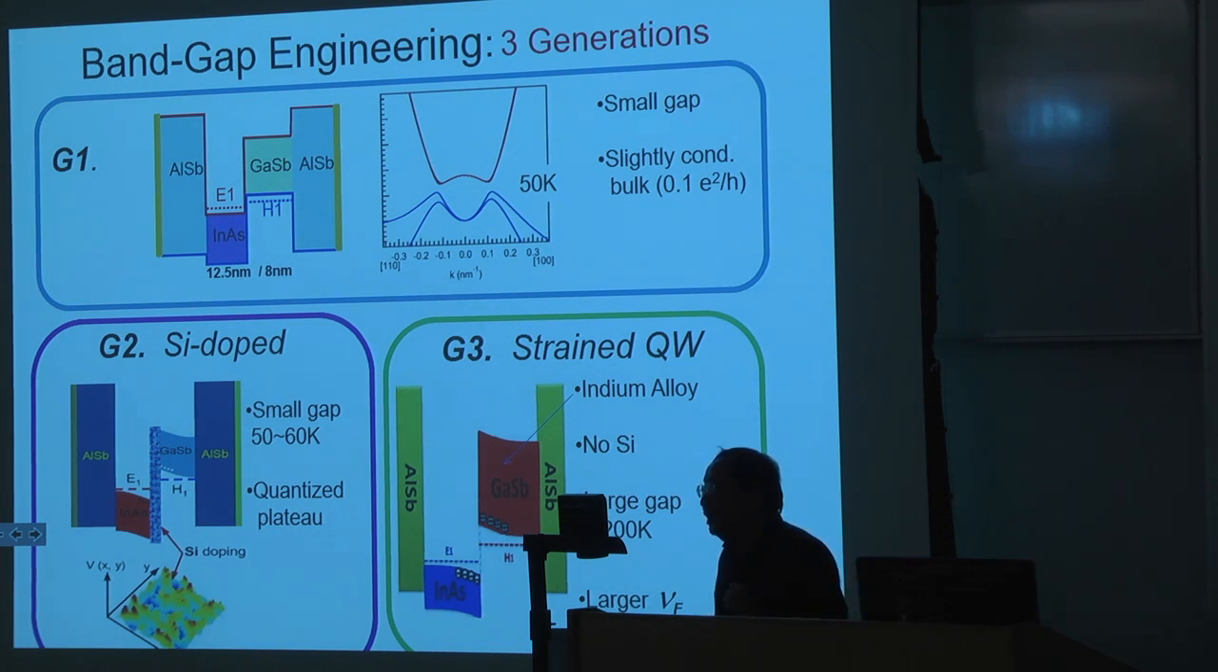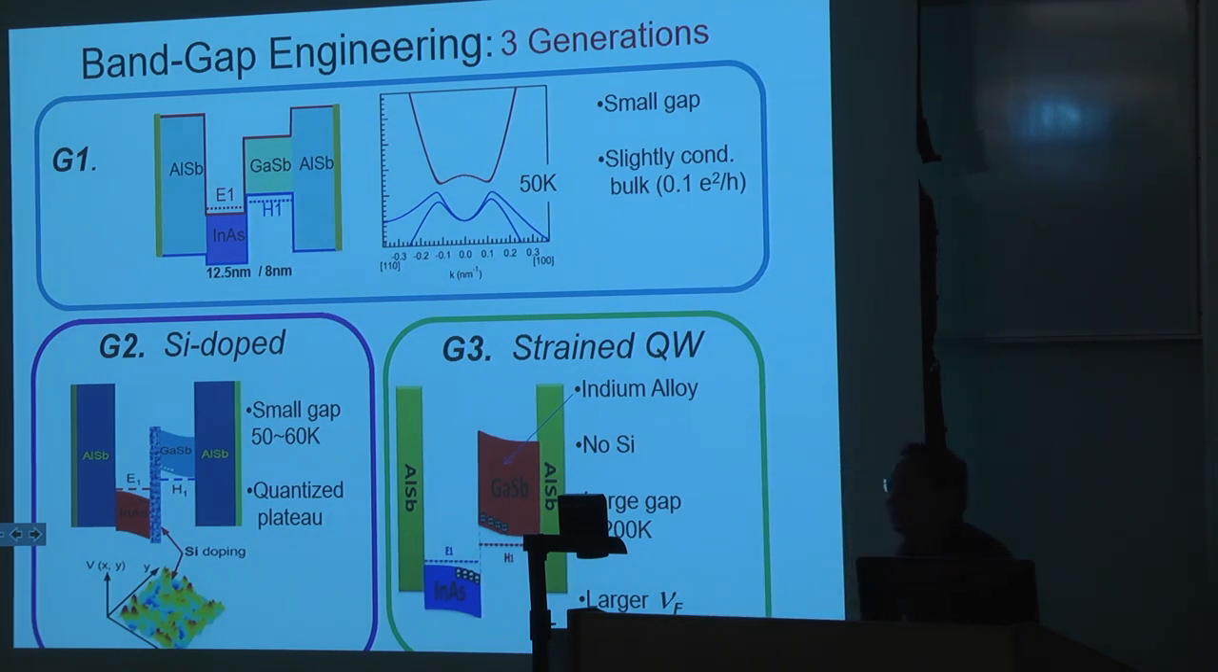So in that case, you cannot really measure the edge state clearly. You have to deal with how to separate these two effects. So the second generation is we want to localize the carriers in the bulk, which make things leaking. And then by doping silicon into the interface, we are able to get this sample really, really insulating. Therefore, you can observe quantized plateau from the edge state.